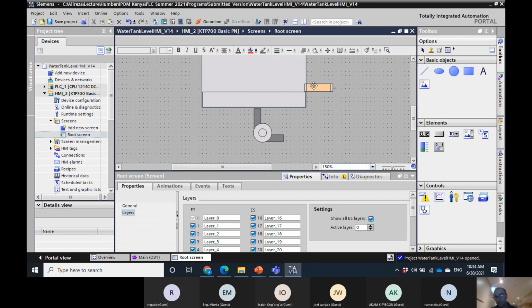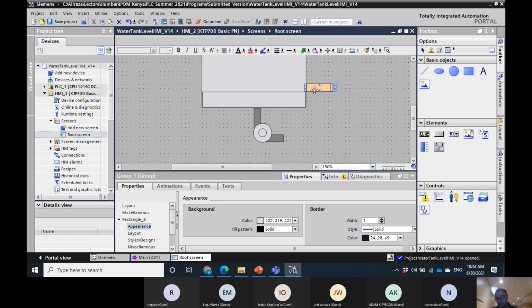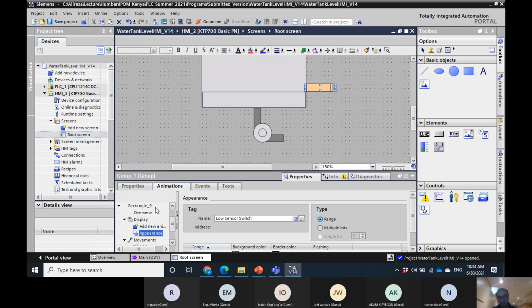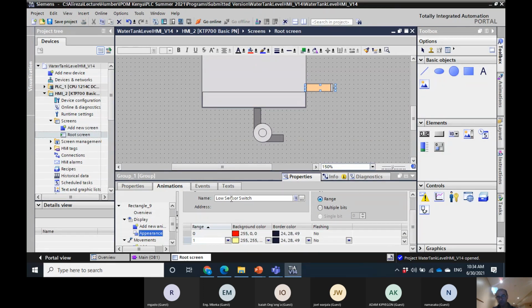How to build this? It is explained in the recording, but there are just 3 rectangles. These rectangles are placed here, and a line here to indicate a wire. But the color of this center one changes depending on the low sensor switch.